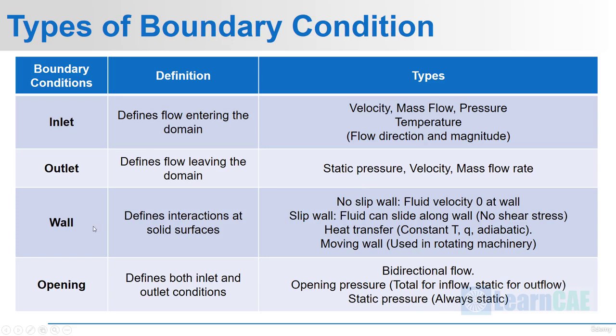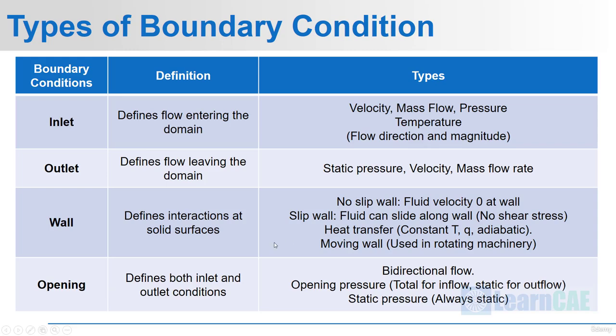Okay, next is wall. It defines the interactions at the solid surfaces. And there are different types of wall boundaries, that is no slip wall. Here the fluid velocity is 0 at the wall. This is the actual case. And there is slip wall. It means fluid can slide along the wall and there is no shear stress involved near the elements around the wall.